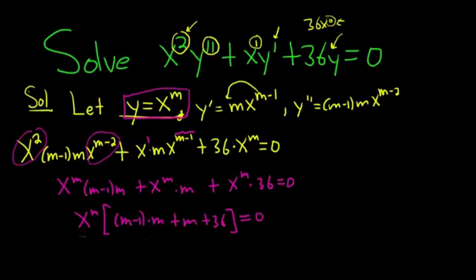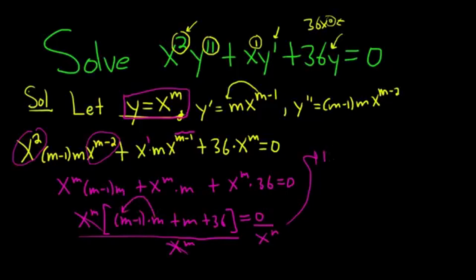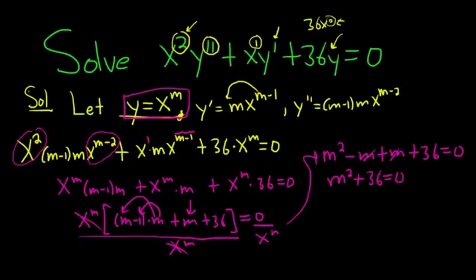Now you could divide by x to the m. These go away. Okay. So then we get, let's see, m times m is m squared. m times negative 1 is negative m. We have a plus m, right? That's this one. And then we have the plus 36. And all of this is equal to 0. Good stuff. These cancel. We get m squared plus 36 equals 0.